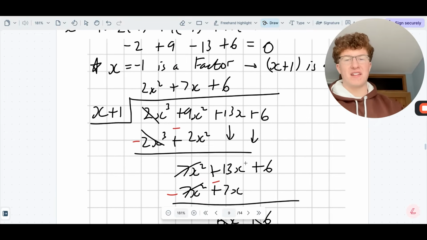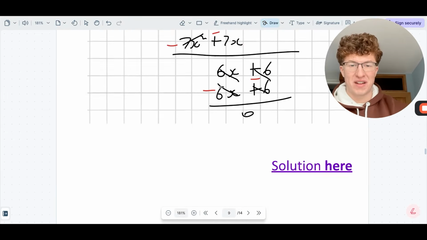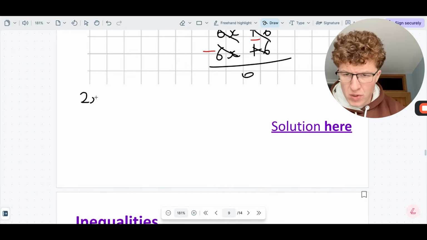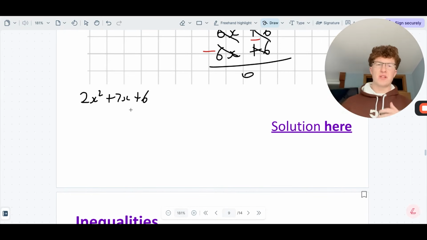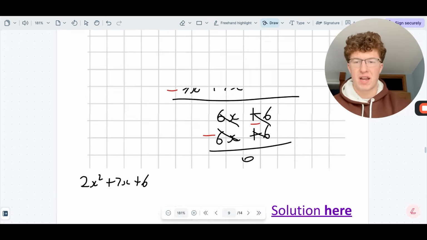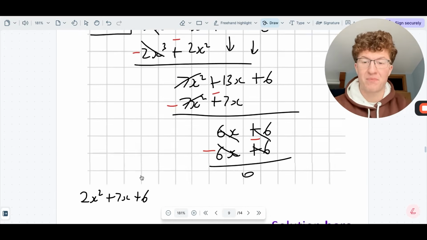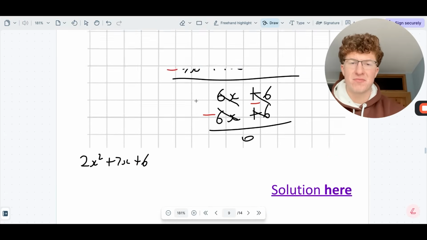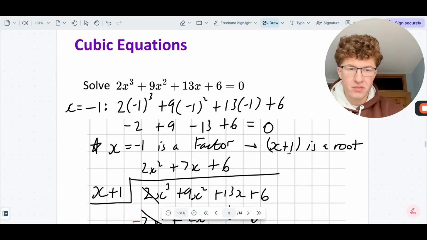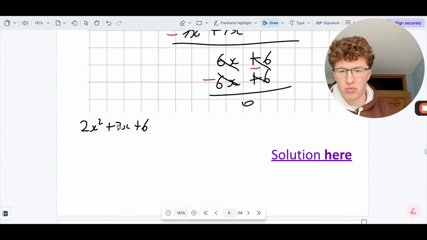So now we have this quadratic here, 2x squared plus 7x plus 6. We got that when we divided the original equation by x plus 1. So now we know x plus 1 is a root. So now we need to get the other 2 roots of this. So this is equal to 0.